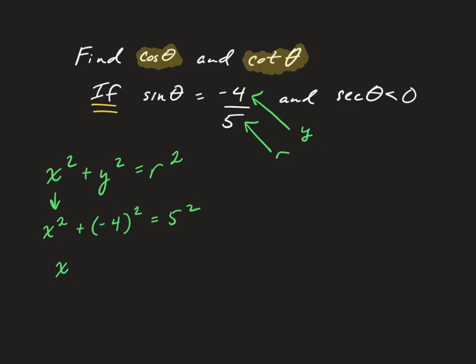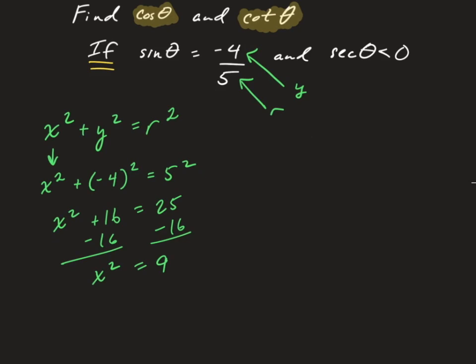So what we're looking at is x squared plus 16 is equal to 25. And remember, you subtract 16 on both sides. That gives us a 9. That gives us an x squared. So that means this is true if x is equal to 3. So we know what x is.